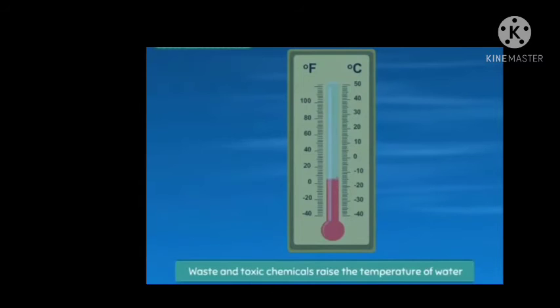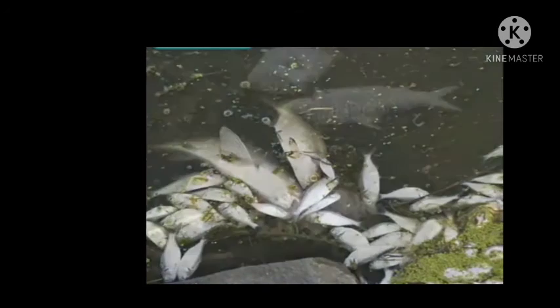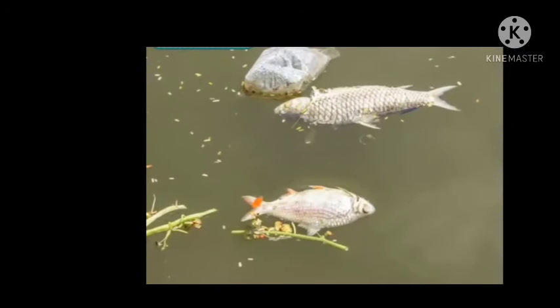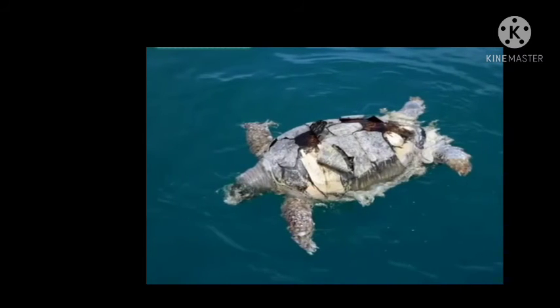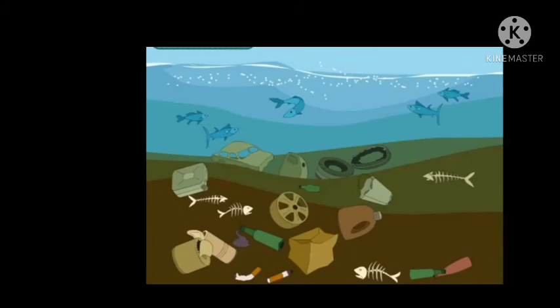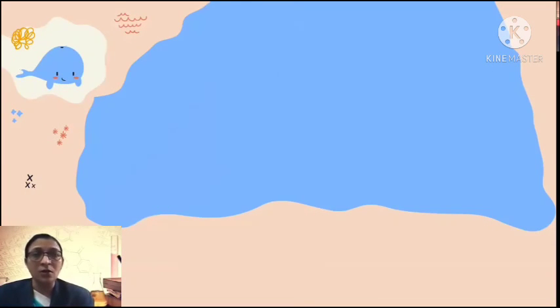Addition of waste and toxic chemicals to water also raises the temperature of water by many degrees. Rise in temperature alters the life cycle of many aquatic organisms and can even kill the plants and animals living in water. Water pollution has serious effects on us and our environment. I hope you understood all the ways which are polluting water bodies.